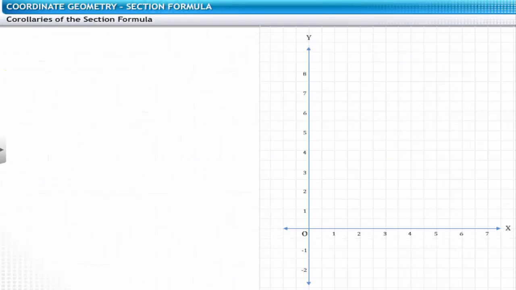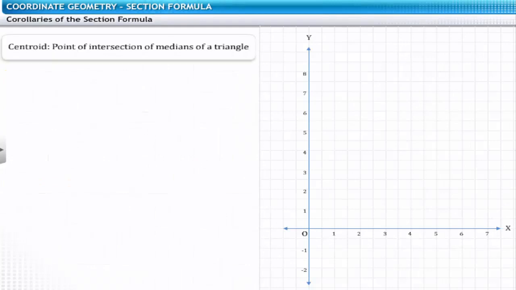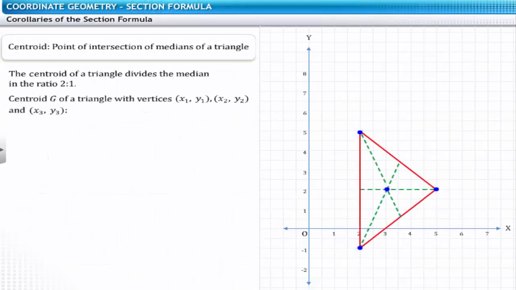The second corollary relates to the coordinates of the centroid of a triangle. The centroid of a triangle is the point of intersection of its medians. The centroid of a triangle divides the medians in the ratio 2:1. Thus, based on the section formula, centroid G of a triangle with vertices (x1, y1), (x2, y2) and (x3, y3) is (x1 plus x2 plus x3) divided by 3, (y1 plus y2 plus y3) divided by 3.